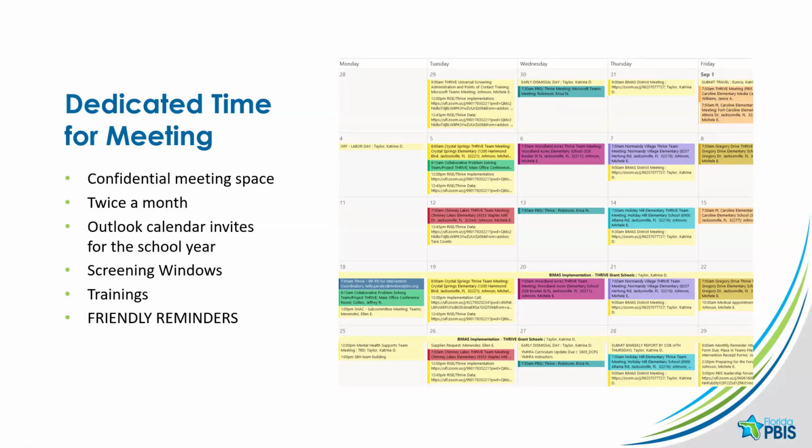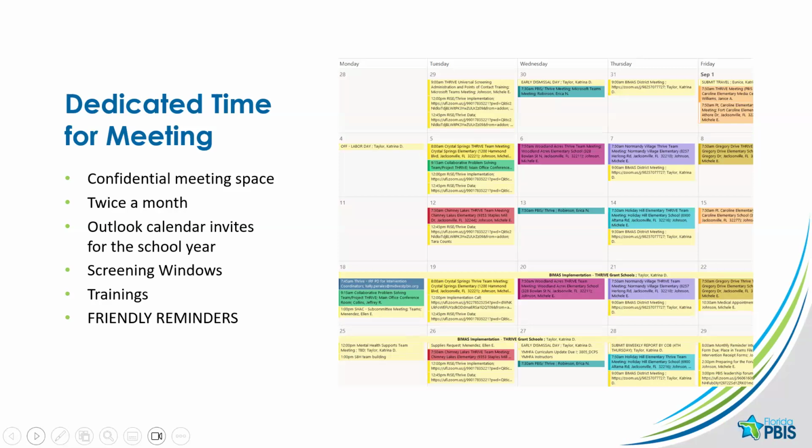The elementary grant, I'm meeting with them twice a month. And it's very important to establish this early on. So I put all of this on an Outlook invite on a calendar so that our team members know when we're going to meet. It's never a second thought. I send reminders that we're going to be meeting tomorrow, a friendly reminder to make sure and have all your data and any information ready. Just having that confidential space. And also on the calendar, we have training, screening windows, lots of friendly reminders.